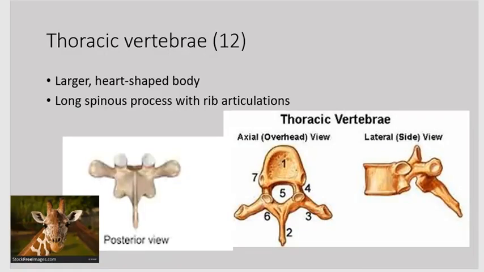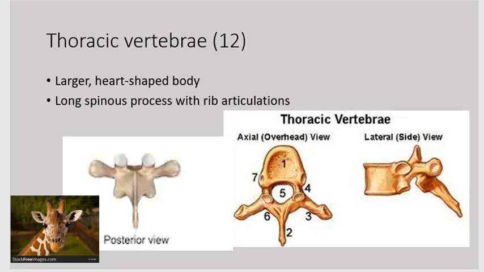Coming down to our 12 thoracic. These are bigger than your cervical. If you look at the body, it's kind of heart-shaped. Another dead giveaway is that it has this really long spinous process and articulations for the ribs. You have 12 thoracic vertebrae. How many ribs do you think you're going to have? 12 pair. It is a thoracic vertebrae because it hooks up with the rib. Okay? Another thing, I think that kind of looks like a giraffe. So you might think about it as a giraffic vertebrae, not just a thoracic vertebrae.